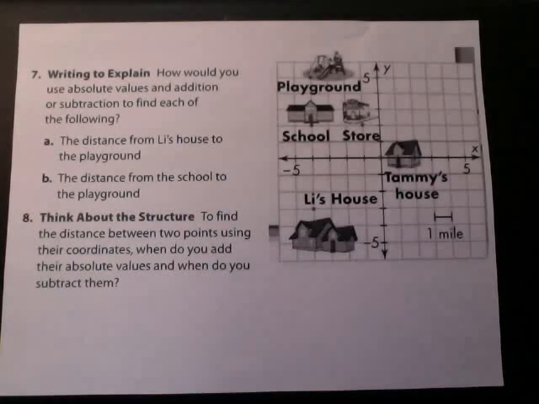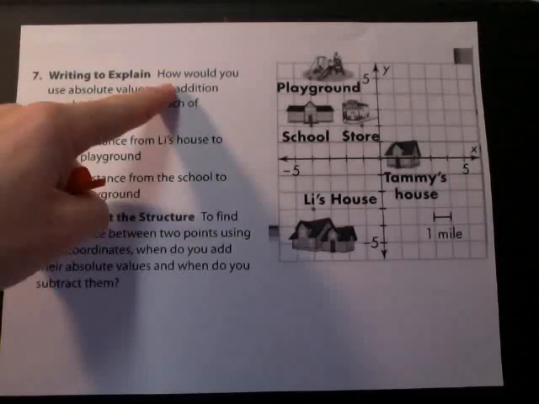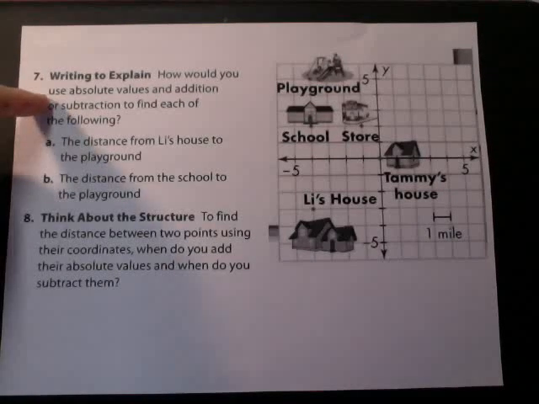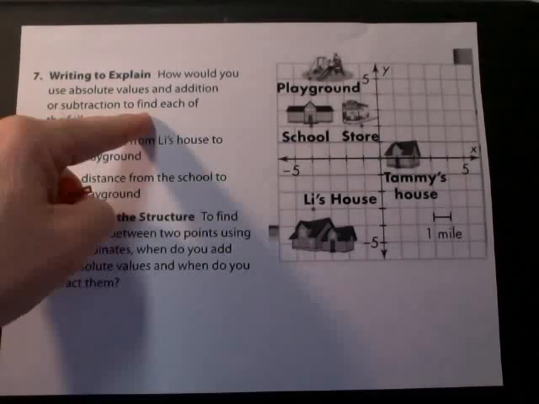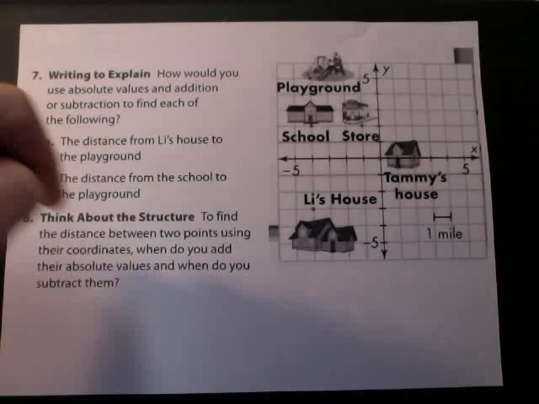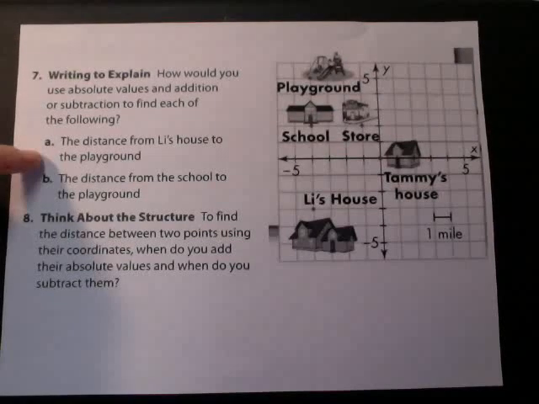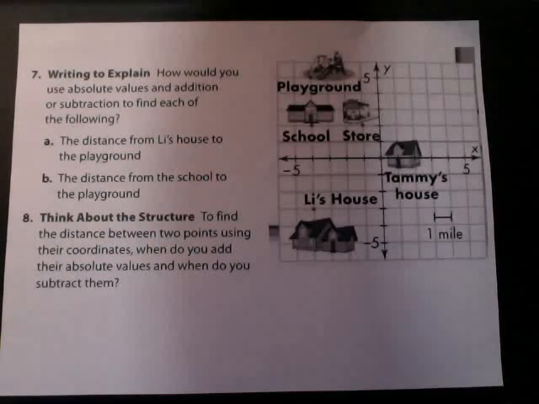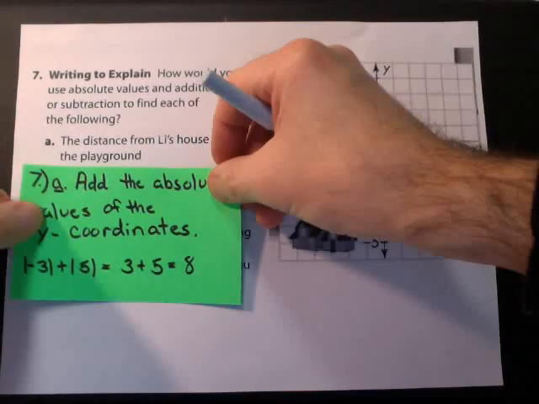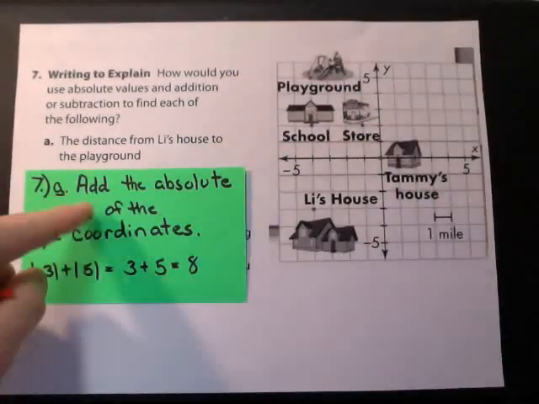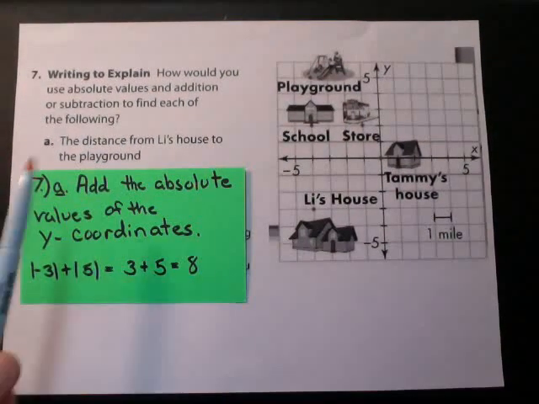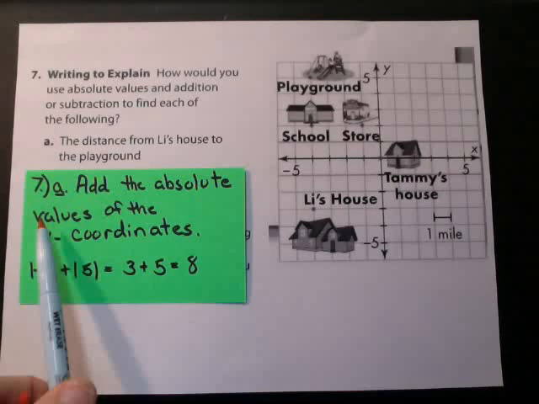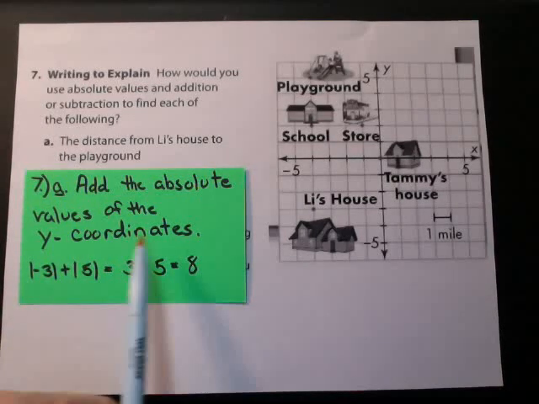All right, problem number 7, here we go. How would you use absolute values and addition or subtraction to find each of the following? Well, the distance from Lee's house to the playground. In order to do that for number 7a, you would add the absolute values of the y coordinates.